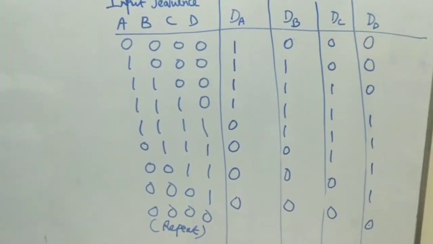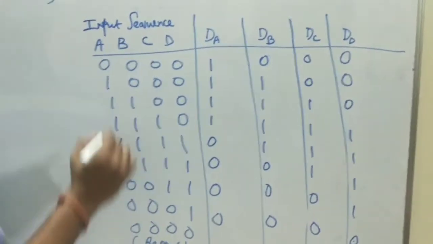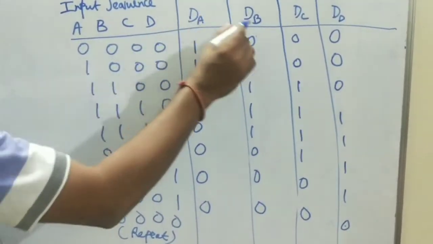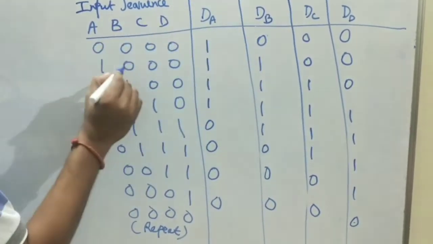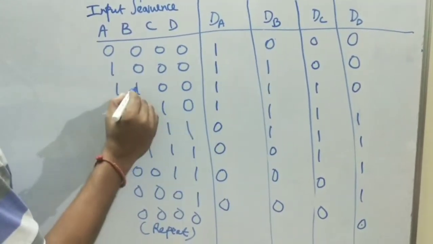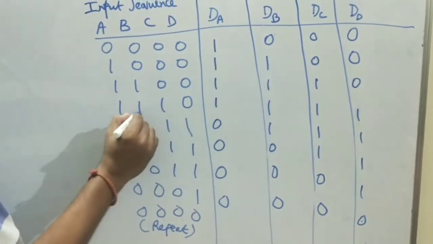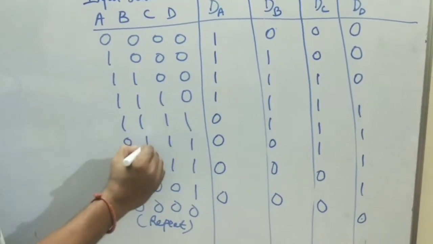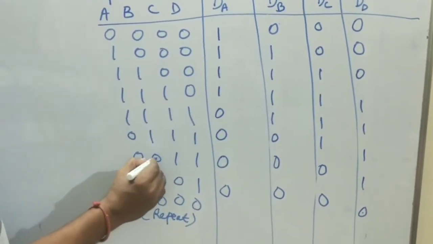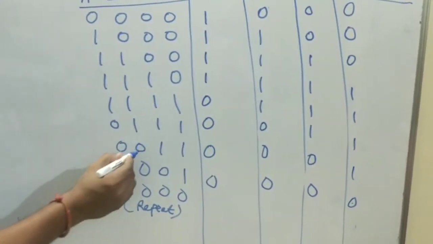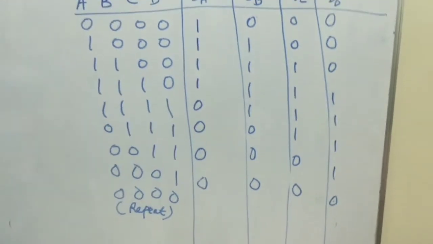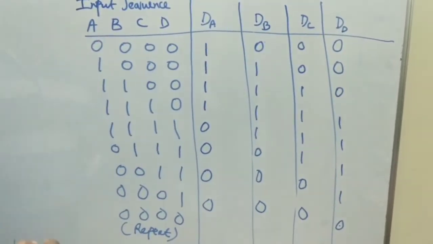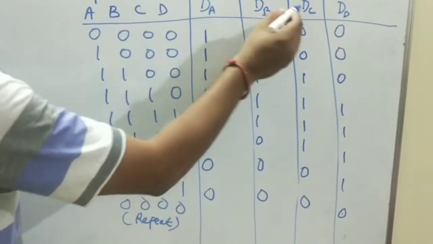Similarly, look at the column of B and find the value of DB. 0 to 0 is 0; 0 to 1 is 1; 1 to 1 is 1; 1 to 1 is 1; 1 to 1 is 1; 1 to 0 is 0; 0 to 0 is 0; 0 to 0 is 0.